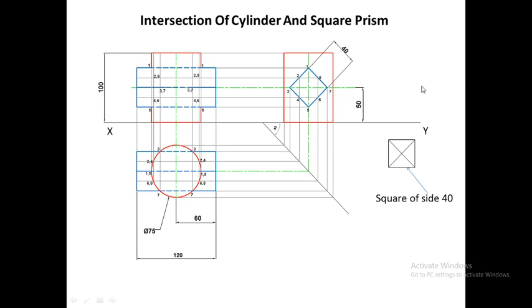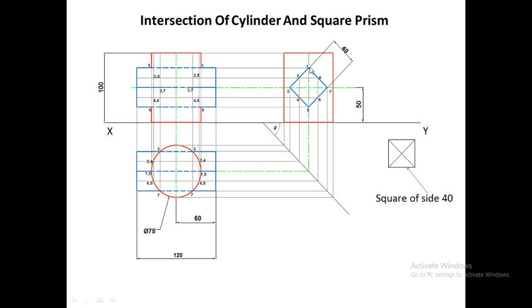Again from the side view, when you observe the square prism, point number 7 and point number 3 will be lying in a straight line. So we will mark these points together on the left side as well as on the right side. Now finally we have marked all the points of intersection in the front view. Now we will join these points of intersection by using proper sequence.